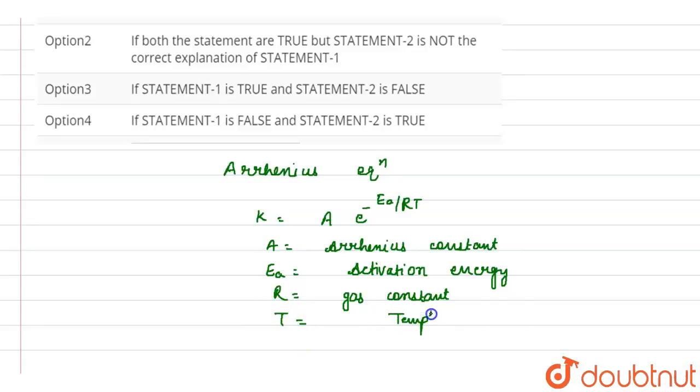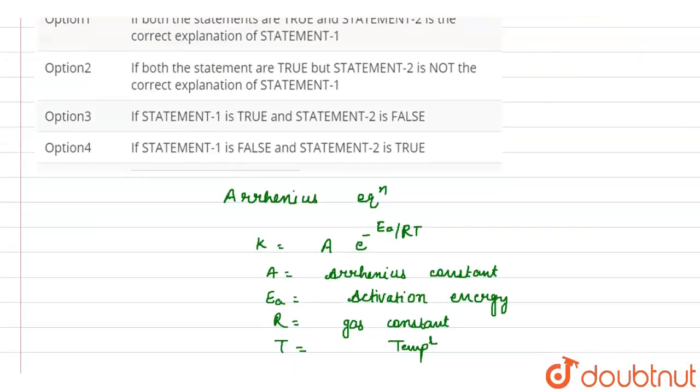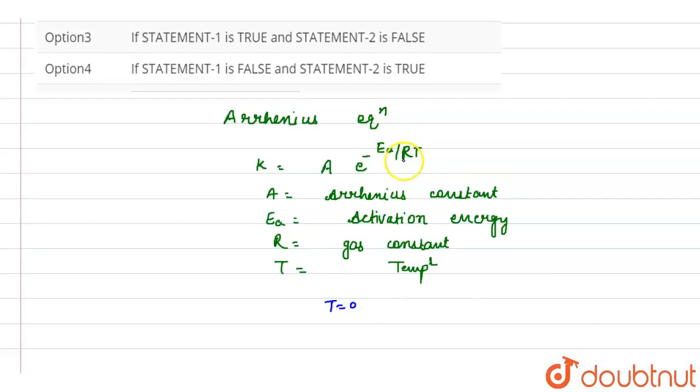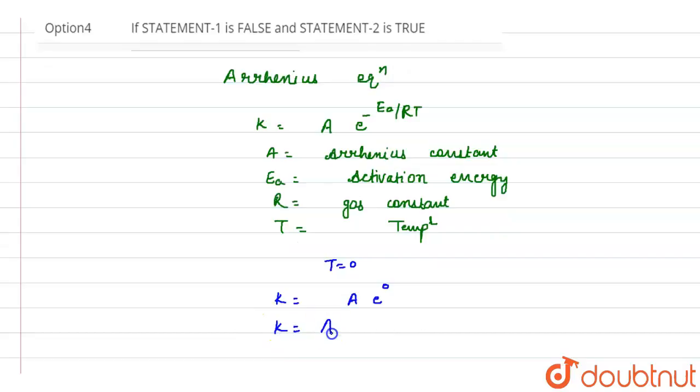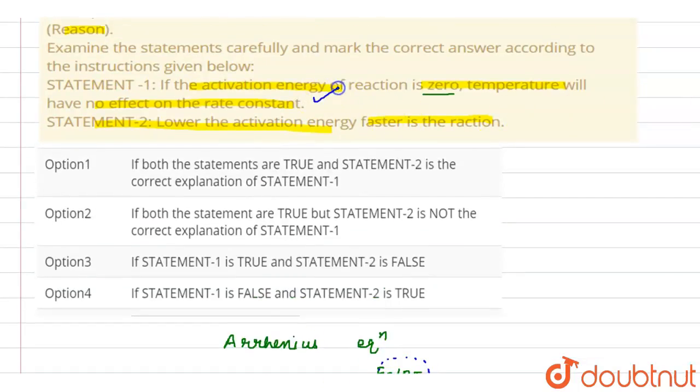So basically this is temperature. In this statement, if activation energy is 0, temperature has no effect on the rate constant. Let's see: if the value of EA is 0, then this whole exponent becomes 0. That means K equals A raised to the power 0, so K becomes equal to A. As this whole value becomes 0, temperature has no effect on the rate constant, because it becomes equal to the Arrhenius constant. That's why the first statement is correct.